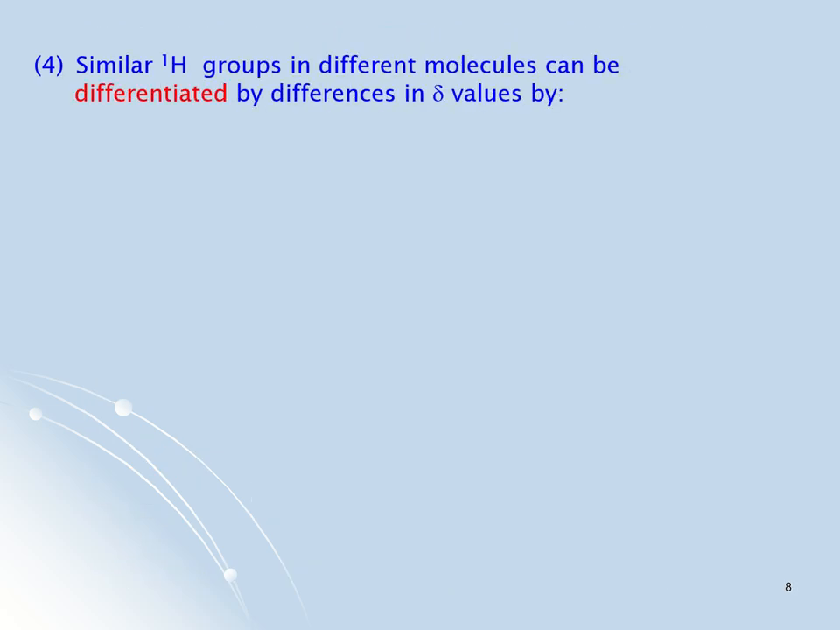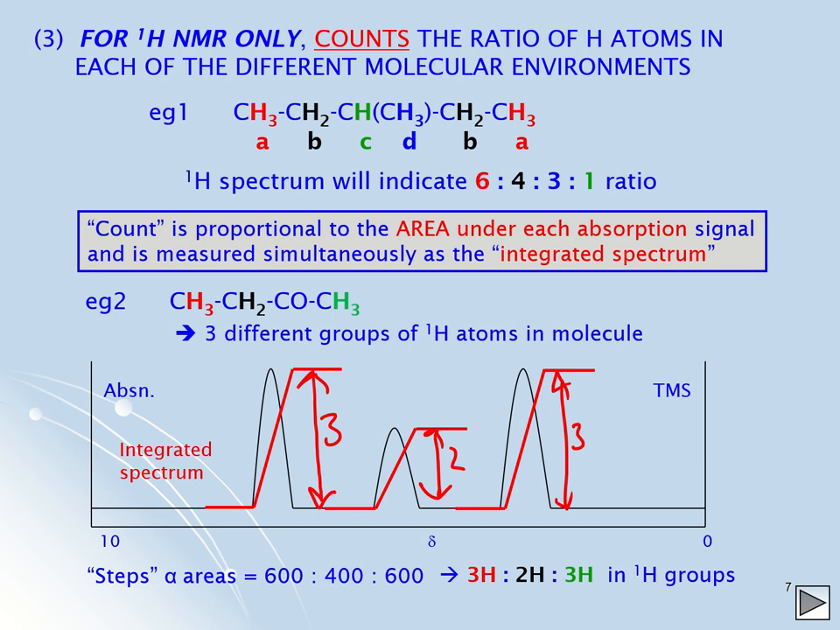Now, similar hydrogen groups in different molecules can be differentiated by their different chemical shift values. So if I go back to this, you'll see I had here 2 CH3s, but they are at different chemical shifts. So this is very useful, because it would be quite ridiculous if every CH3 gave us the same chemical shift value, because then they would just all overlap.